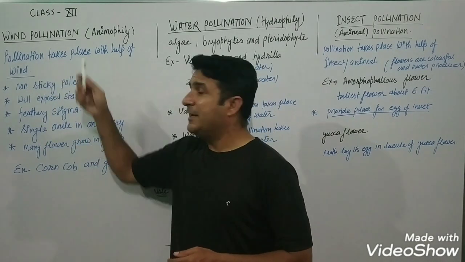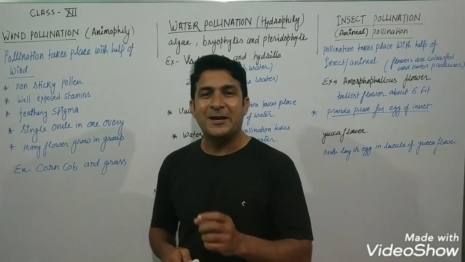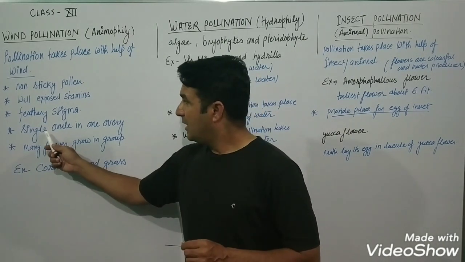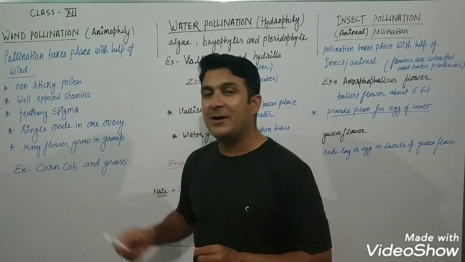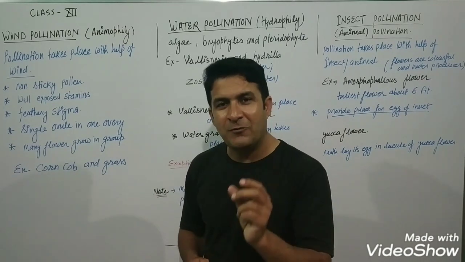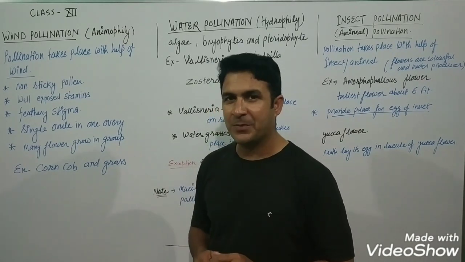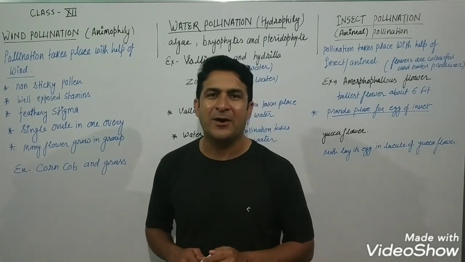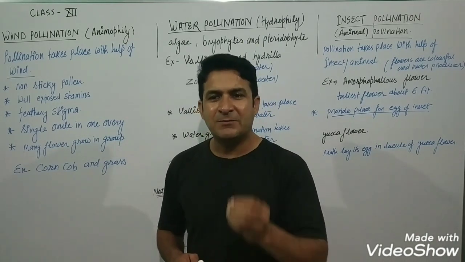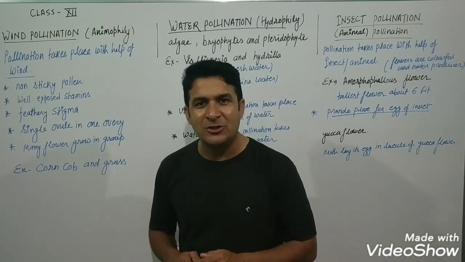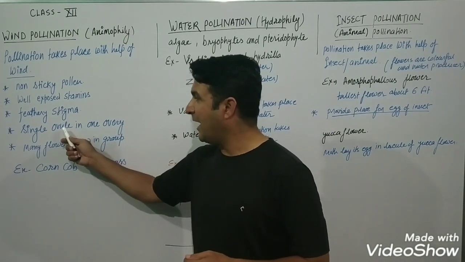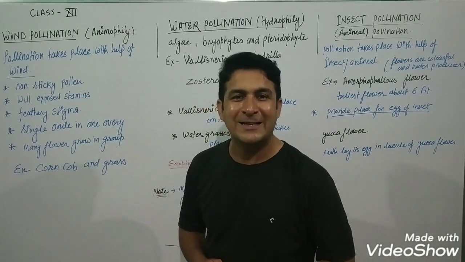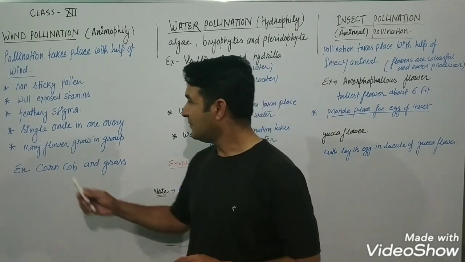In wind-pollinating flowers, a single ovule is found in one ovary. So one ovary will have one ovule only, right? So it is very easy to identify. If the species has wind pollination, that means its ovary has only one ovule inside it, right?